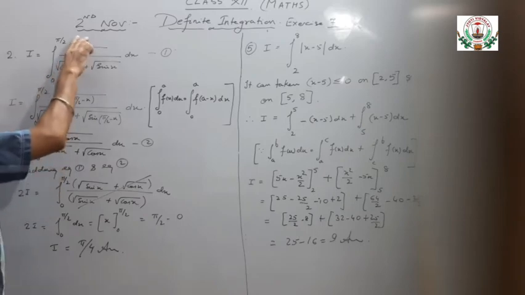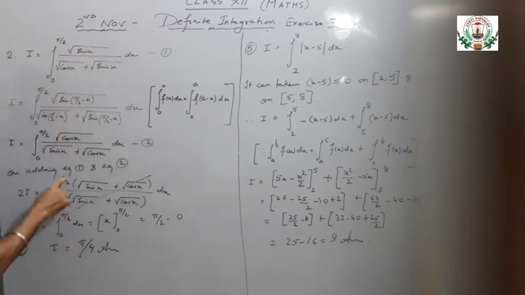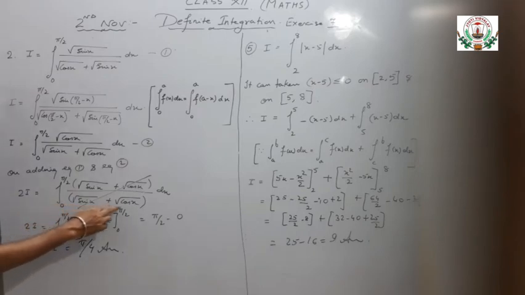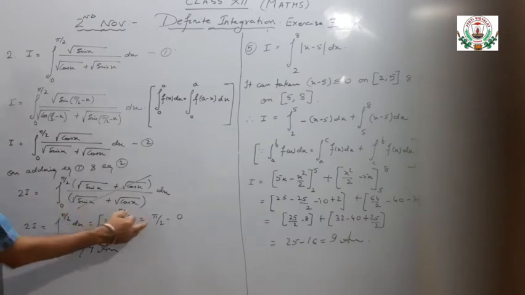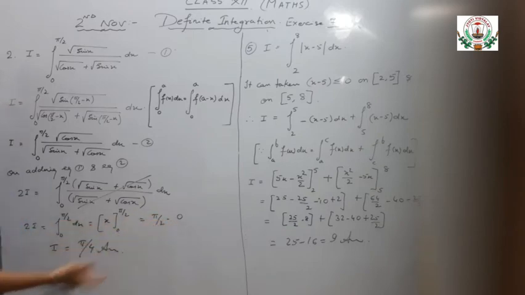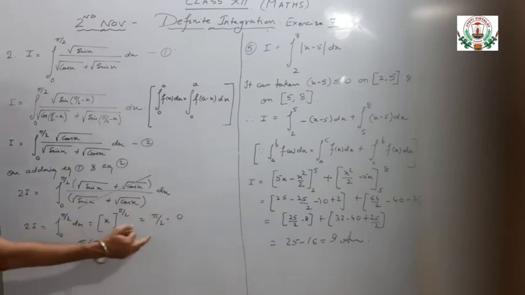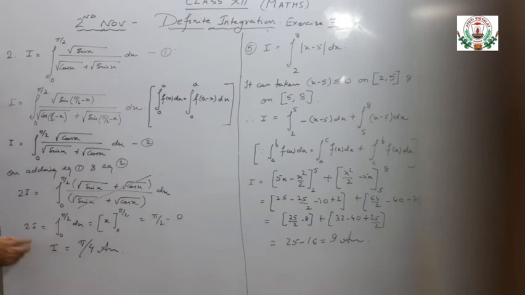So when we add the two right sides, we get under root sin x plus under root cos x upon under root sin x plus under root cos x. So the same term will be cancelled out. We are left with 1 dx, and the integration of 1 dx is x. So upper limit minus lower limit, pi by 2 minus 0. We have 2I equals pi by 2, so I equals pi by 2 into 1 by 2, that is pi by 4.